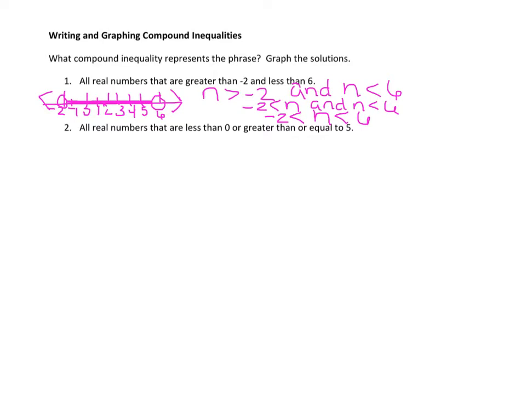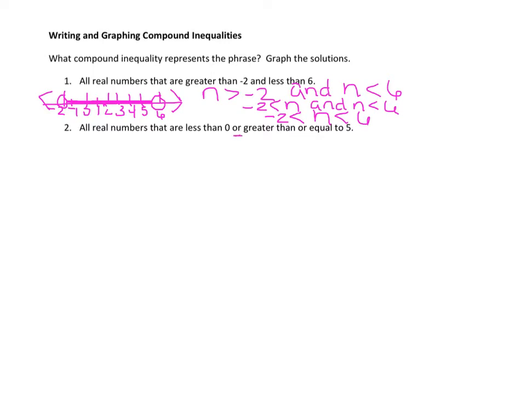So let's look at the next one. All real numbers that are less than 0 or greater than or equal to 5. Well, as you read this one, you should be able to see that you're not going to find a number that is less than 0 and also greater than 5. So this one is not going to be able to be written like we did the one above. We're going to write it as two separate ones. And the other hint is that word or.